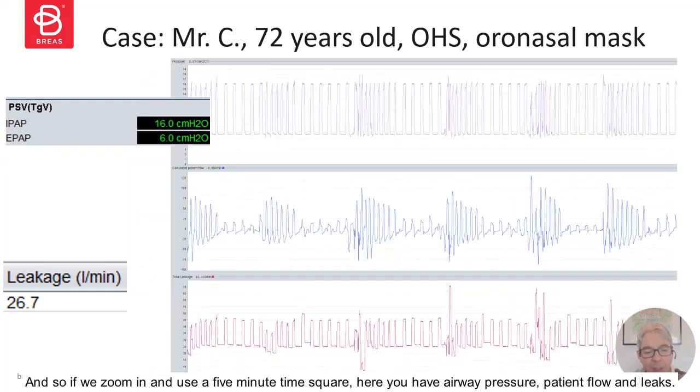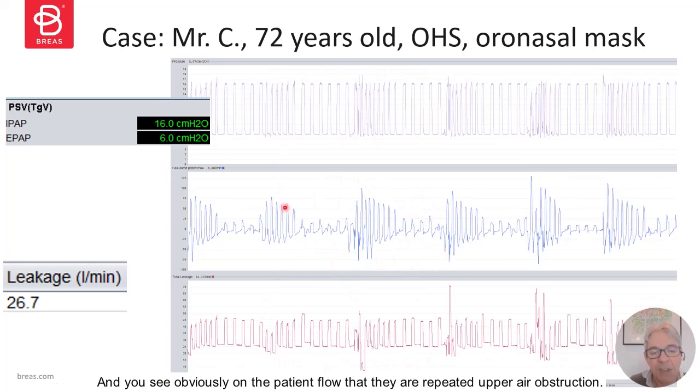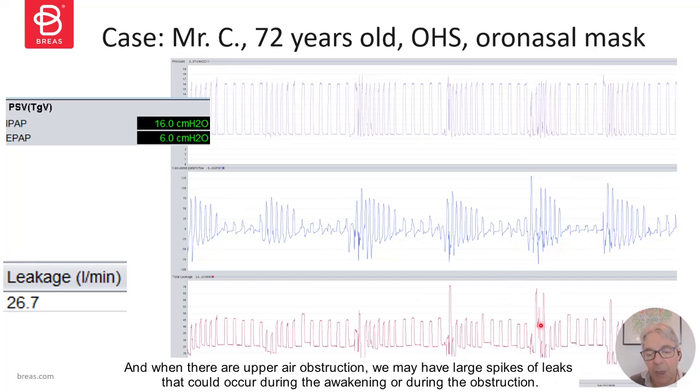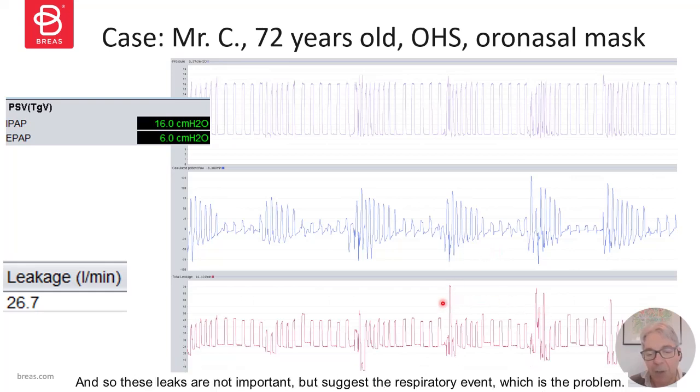And so if we zoom in and use a 5-minute time scale, here you have airway pressure, patient flow and leaks, and you see obviously on the patient flow that there are repeated upper airway obstructions, and when there are upper airway obstructions, we may have large spikes of leaks that could occur during the awakening or during the obstruction. And so these leaks are not important, but suggest the respiratory event, which is the problem.